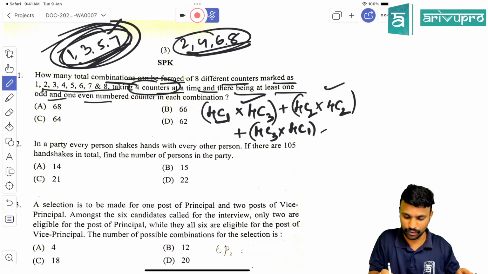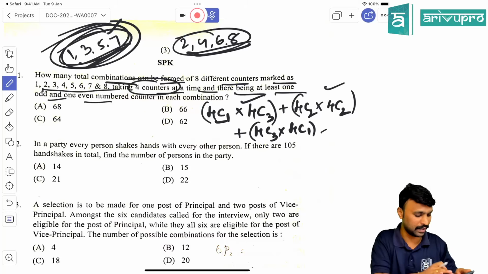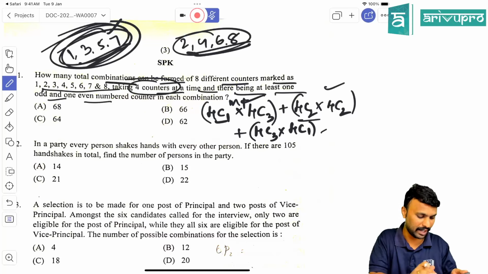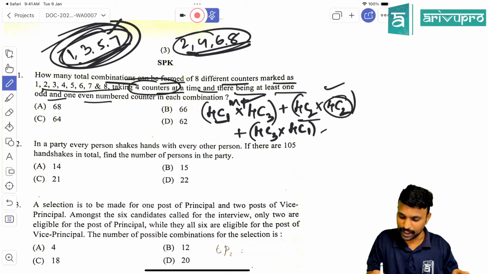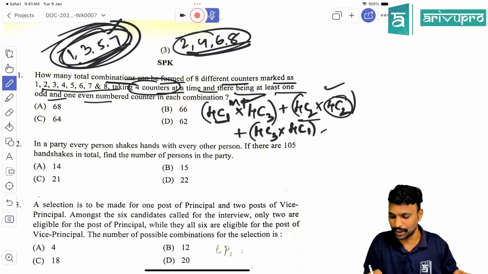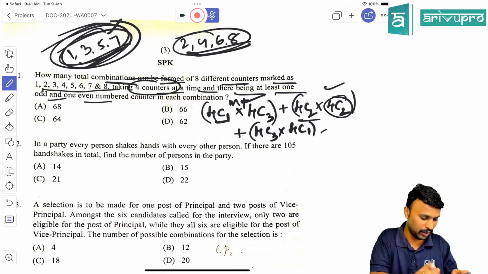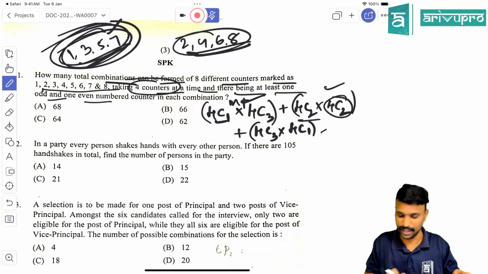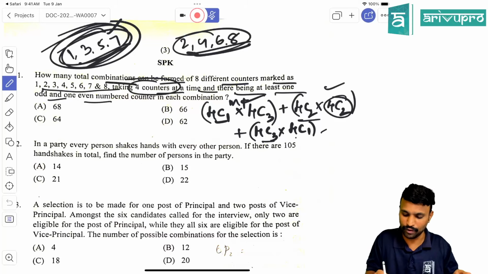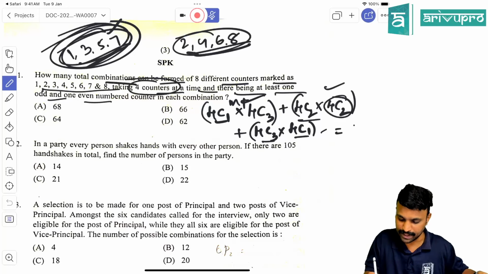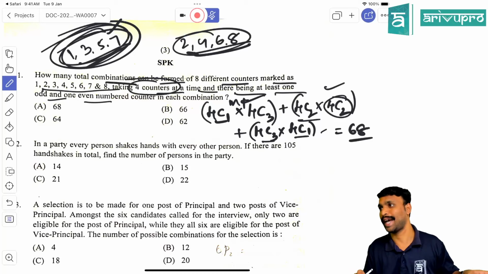Now, what is 4C1? 4C1 is 4, and 4C3 is also 4, so 4 into 4, plus, because it's a positive value. Then 4C2. What is 4C2? 4 into 3 divided by 2. Again 4C2 into 4C2, 4 into 3 divided by 2, plus. Next, 4C3 into 4C1: 4C3 is 4 and 4C1 is also 4. So the answer is 68. Hope you got the calculations right.